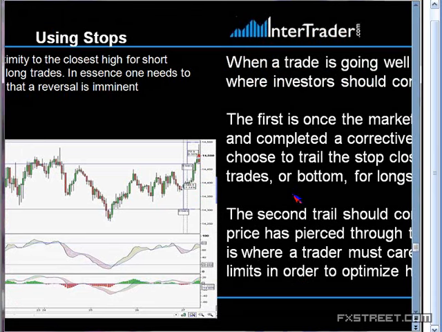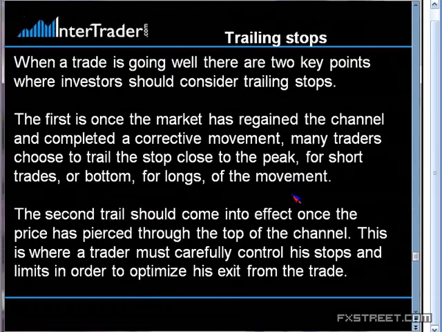So trailing stops. Trailing stops is probably the best way to put stops in when you're trading in a trend channel.